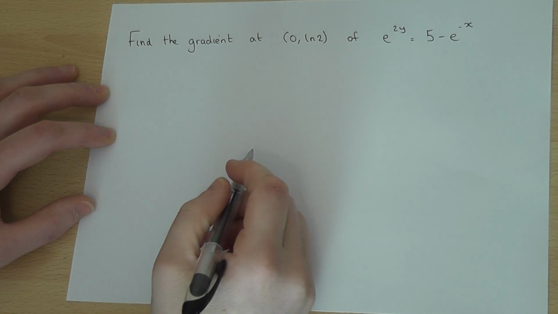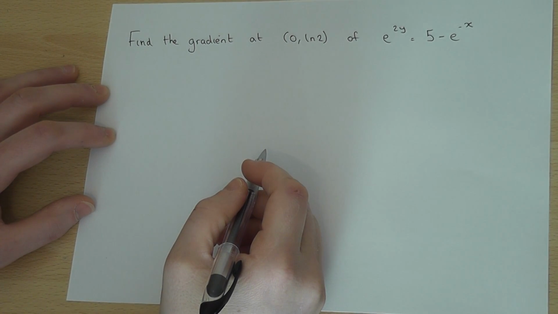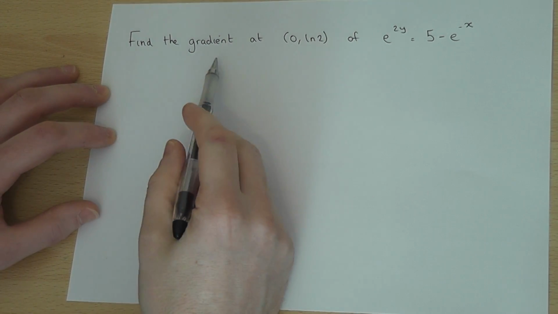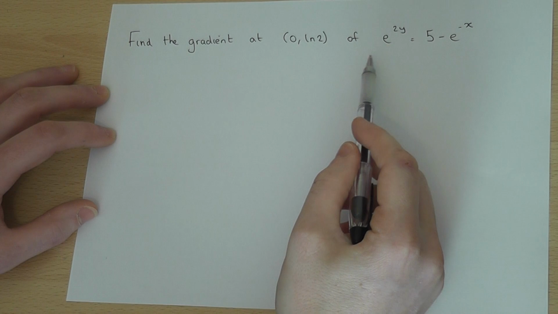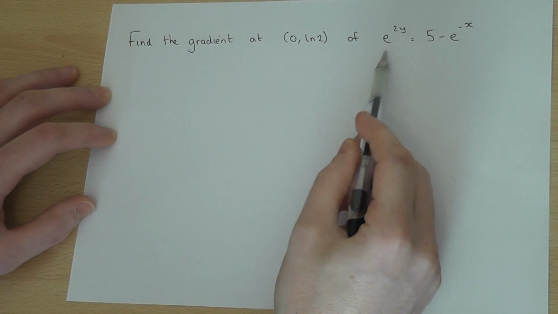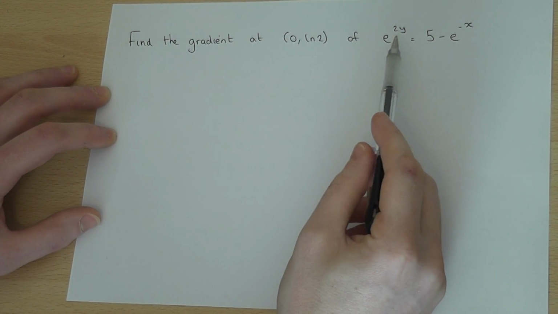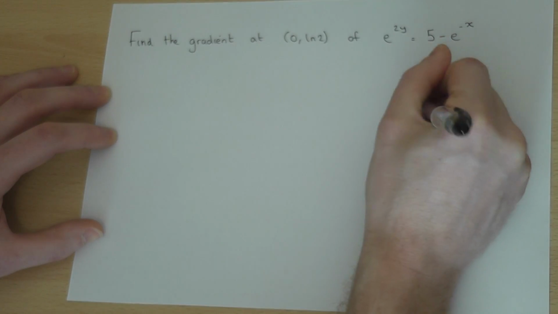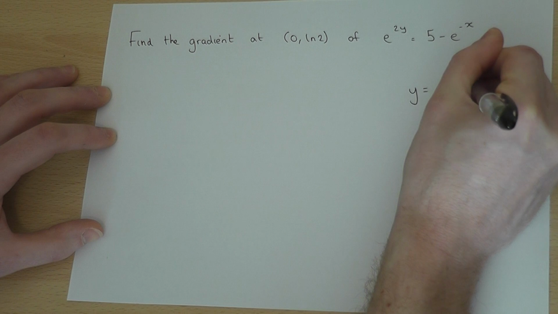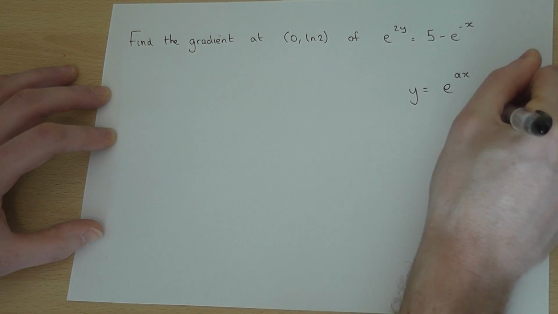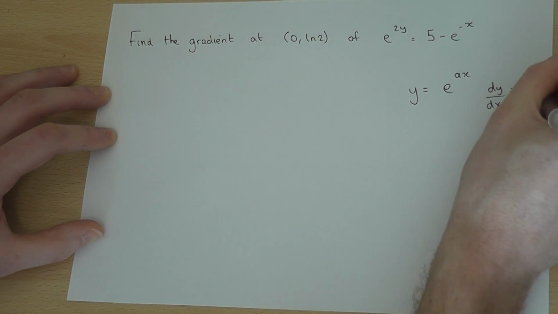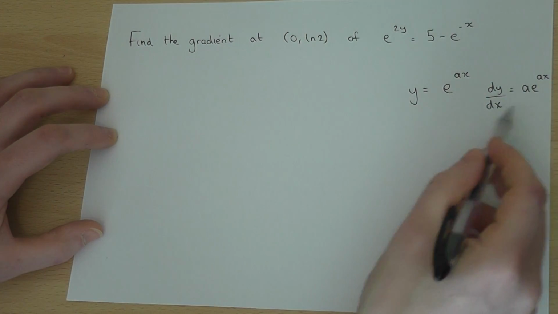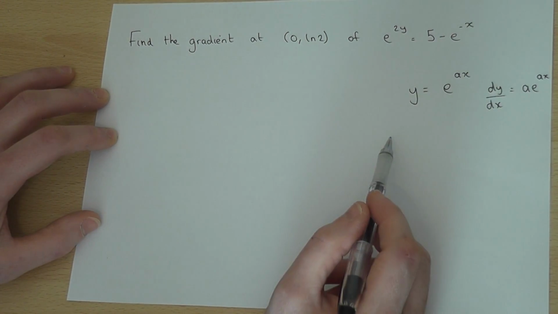This video looks at implicit differentiation, which is used to find gradients of functions where it's not of the form y equals, but some function of y equals. Now this has got exponentials in, and we know that generally if we have y equals e to the ax, then dy by dx is a e to the power of ax. And I will now use this rule to differentiate this function here.